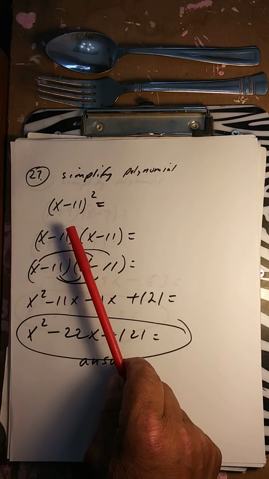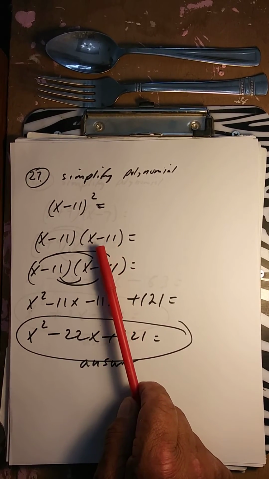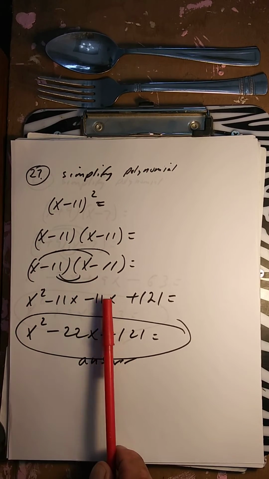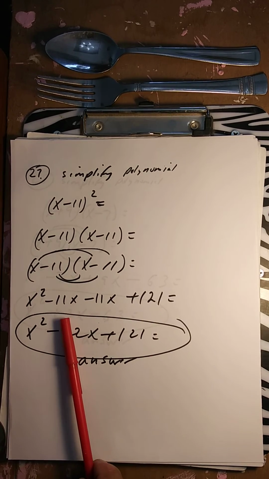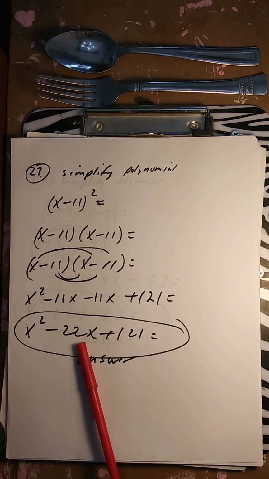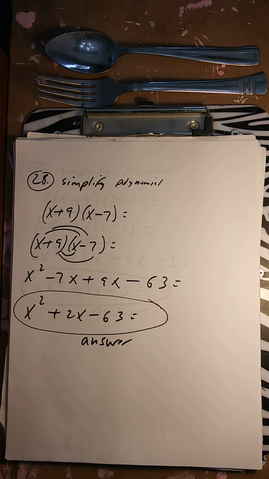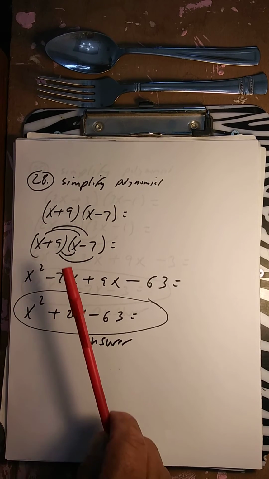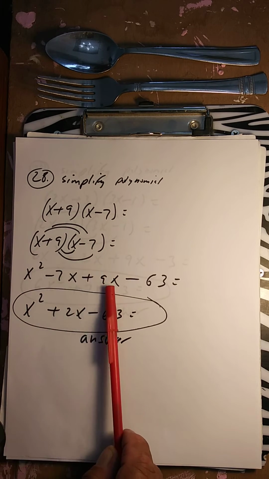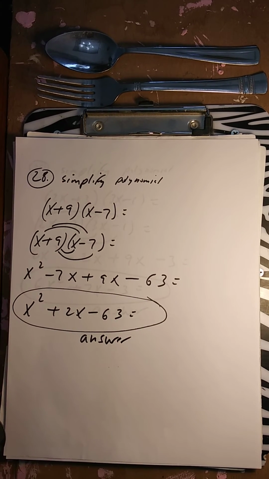So now, x minus 11 squared. Let's expand it out. X minus 11, x minus 11. So that's going to give you x squared minus 11x minus 11x plus 121. But the signs are the same. So x squared minus 22x plus 121. We're almost done. Big one here. So x times x is going to be x squared minus 7x plus 9x minus 63. It's going to be x squared plus 2x minus 63. The answer.